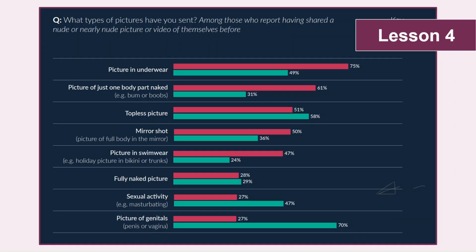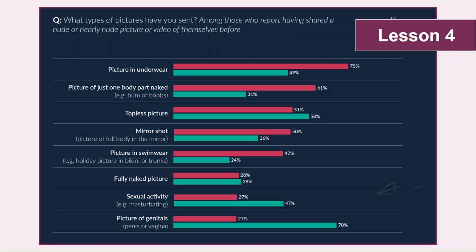You can also pick out specific data points on these slides to encourage further discussion. For example, the data shows that girls are far more likely to share images in their underwear or their swimwear, whereas boys are far more likely to send images of their genitals. You may want to ask pupils to explore potential reasons for these differences.